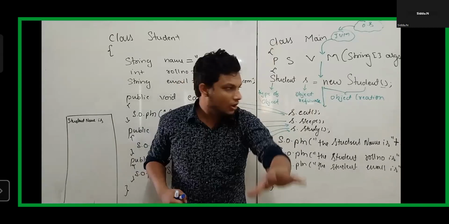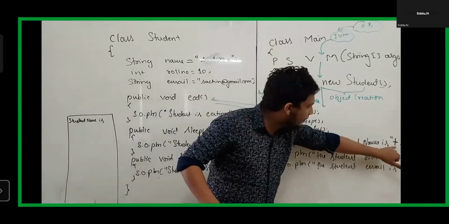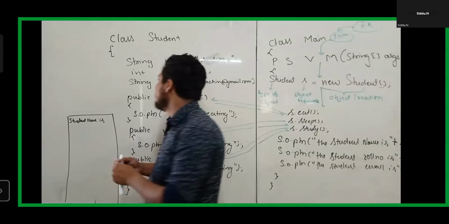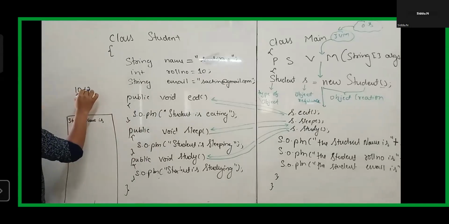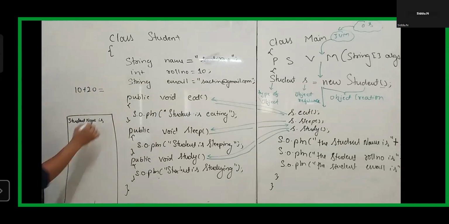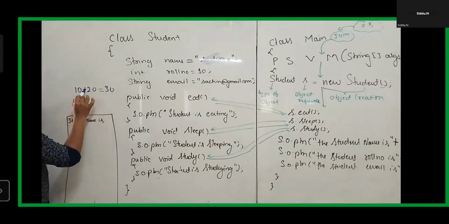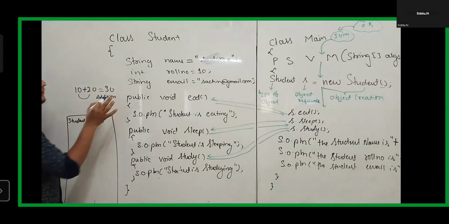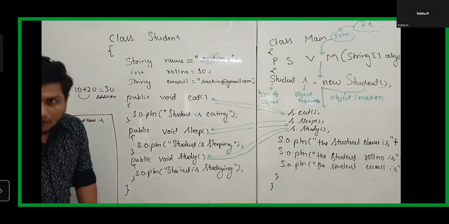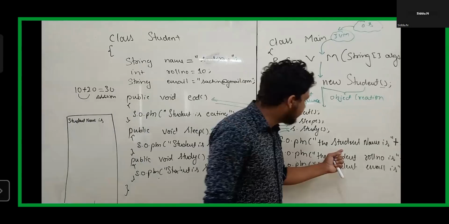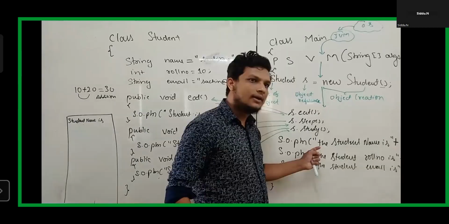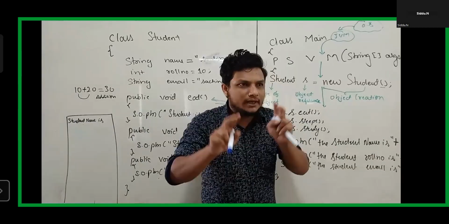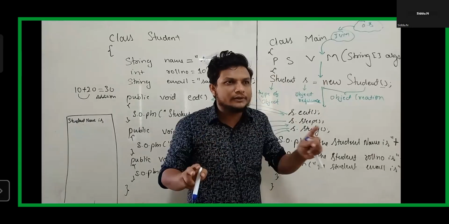So, what is this operator overloading? In Java, if you write 10 plus 20 is equal to, what is the total value? 30. When you give the plus operator between two numbers, it is performing addition. Now, along with that, what is this one? It is a string. A group of characters included within double quotes is a string.